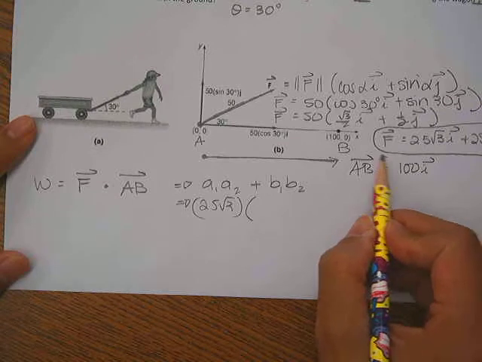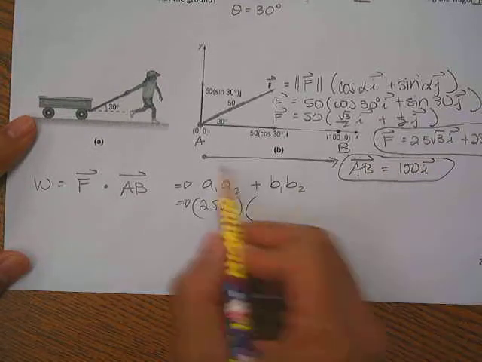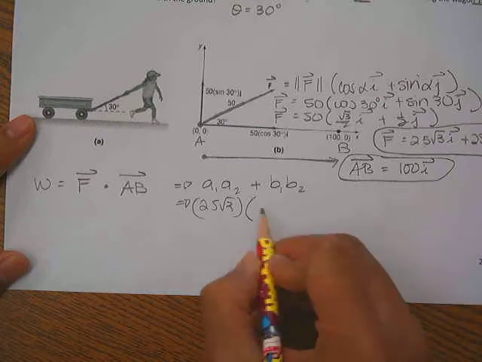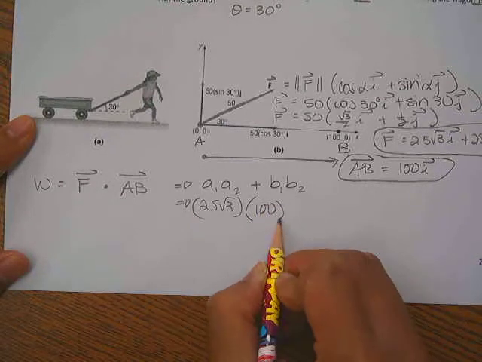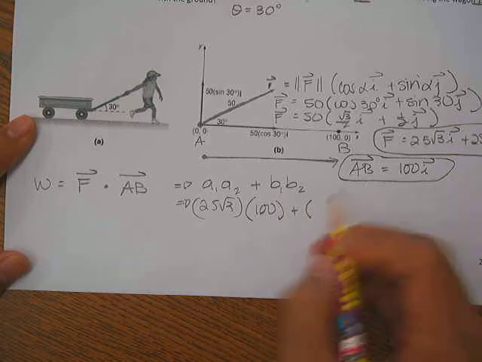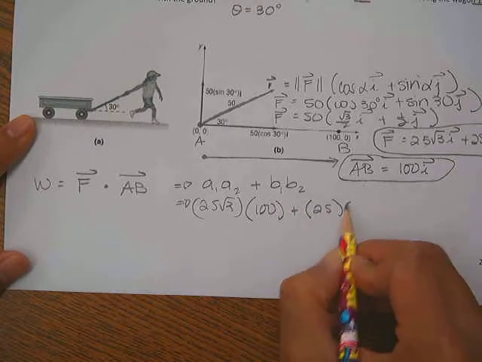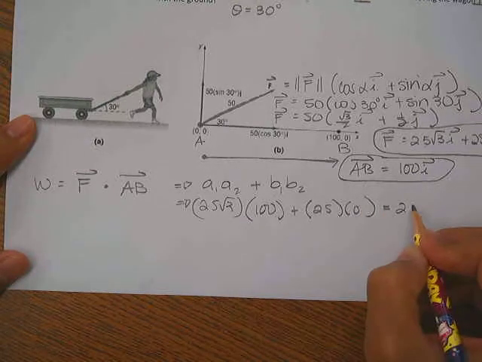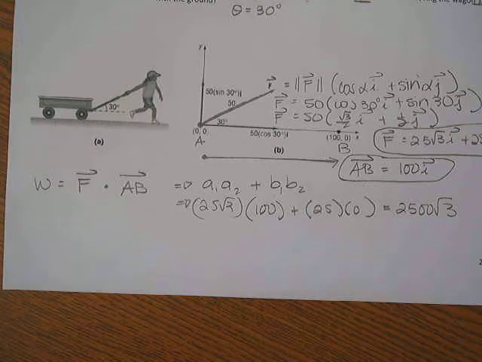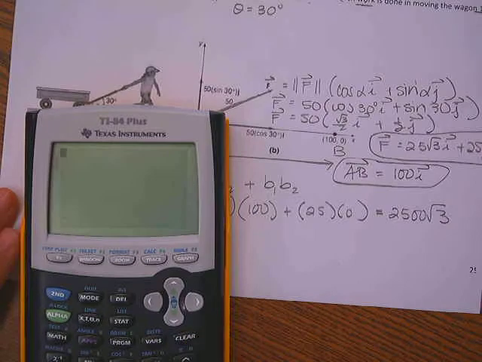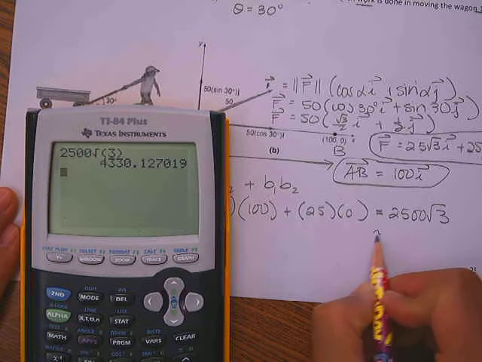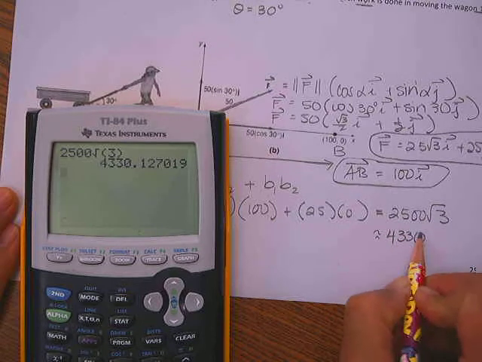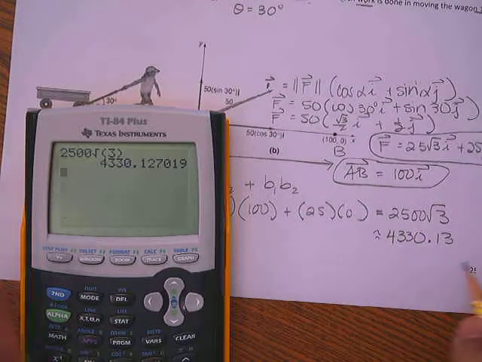This is my vector for this. So I have 100, that's my A sub 2, plus B sub 1, which is going to be 25, times B sub 2. I don't have any j, so that's going to say 0. So this is going to be 2500 root 3. Let's see what that is in decimals. 2500 times root 3 is going to give me about 4,330.13.